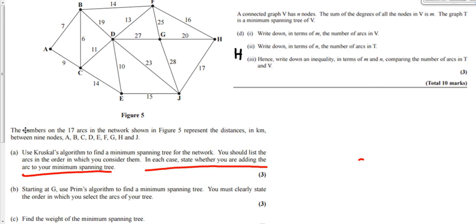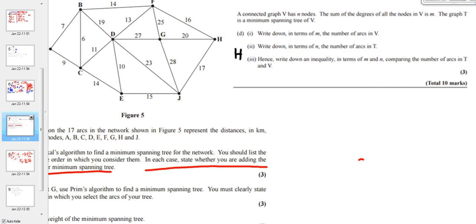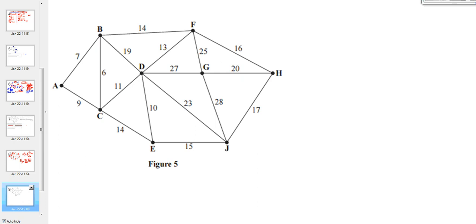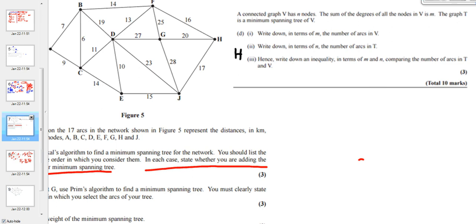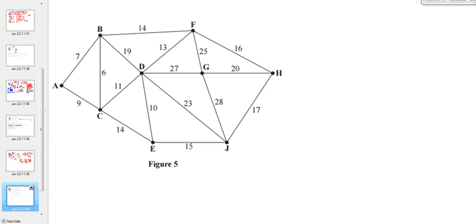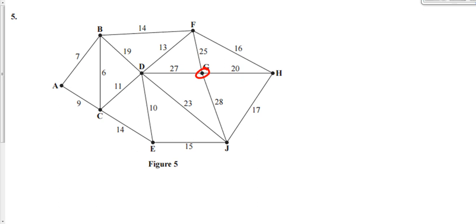Okay, once we've done that one, starting at G, use Prim's algorithm to find a minimum spanning tree. You must clearly state the order in which you select the arcs for your tree. So we're starting at A. No, sorry, where were we starting? Starting at G. So we're going to start at G. And so the first one we do is GH. Of course, you can do your diagram, or you could just draw on your diagram and say GH is the first one we're going to choose.